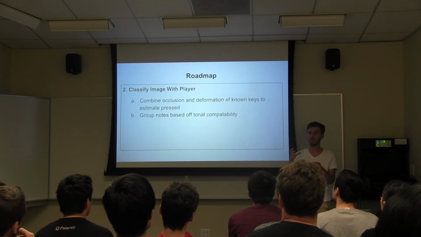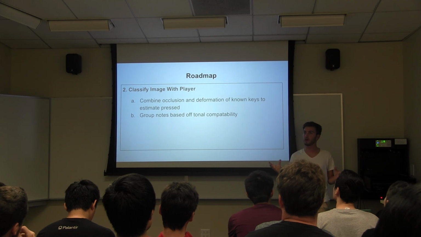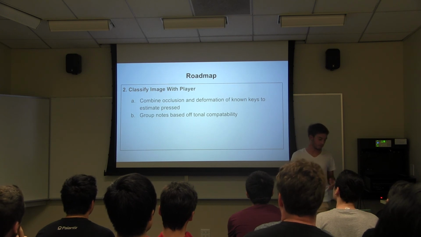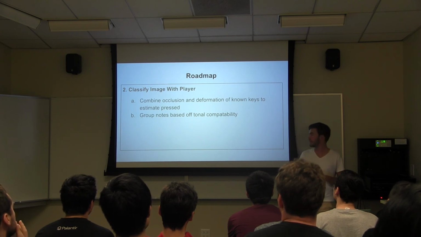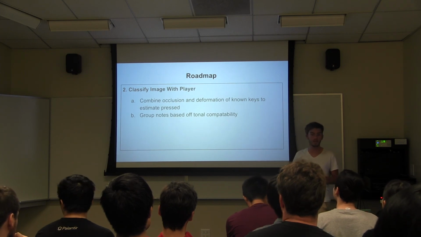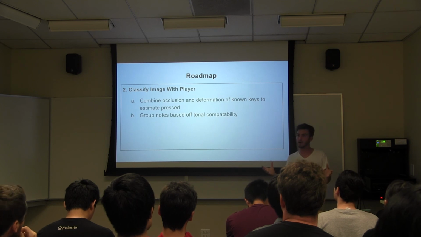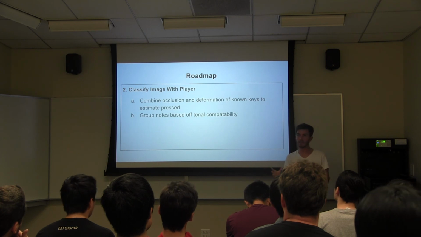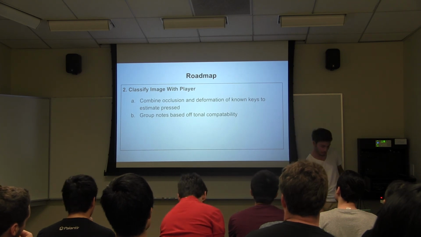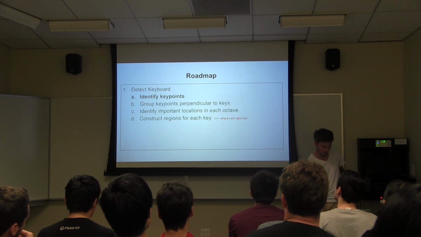Once you have the regions in the image for each key, assuming the camera's on a tripod and not going to move, I'm going to use occlusion and deformation of those regions to try to identify which keys are pressed. And then finally, I think I could come up with a pretty cool algorithm to group notes based off tonal compatibility. You could do a RANSAC-like algorithm, randomly iterating over the notes and figuring out which ones fit tonally. Obviously you don't want minor fifths, so you can discard notes if they're not in the right tonal series.